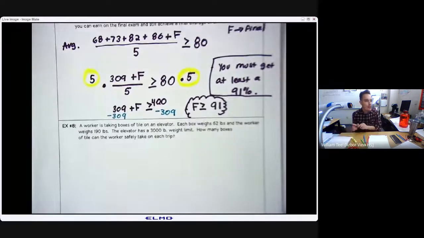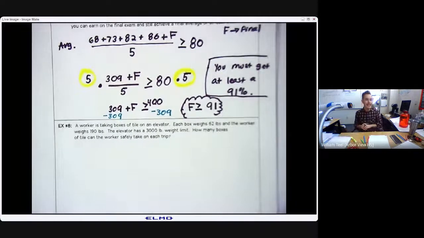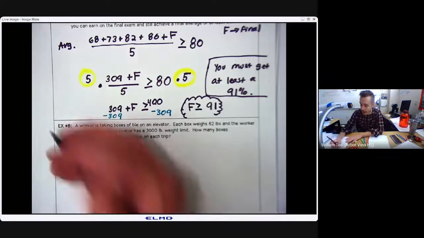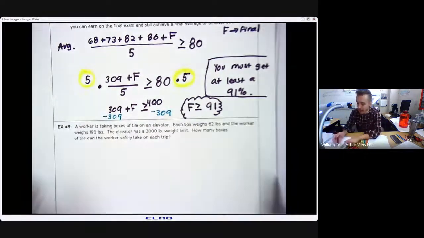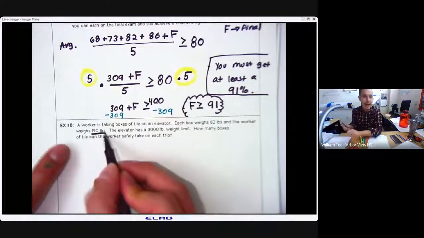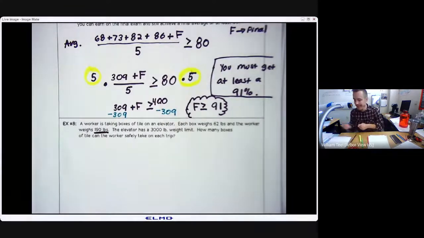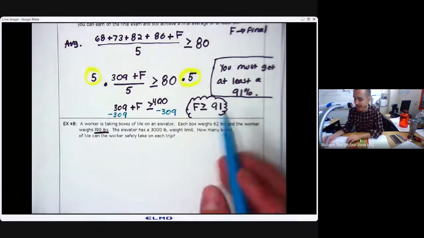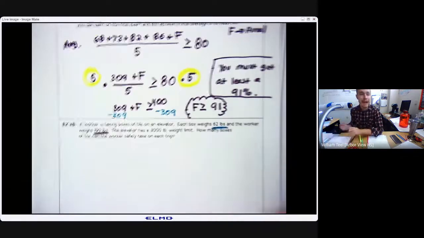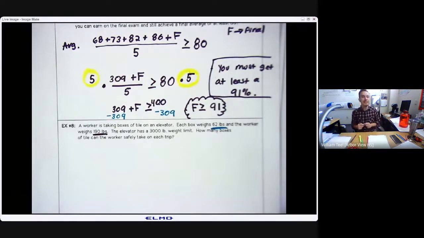Example number 8: a worker is taking boxes of tile on an elevator. Each box weighs 62 pounds and the worker weighs 190 pounds. The elevator has a 3,000 pound weight limit. How many boxes of tile can the worker safely take on each trip? So what we want to look at, first of all, is the weight of the worker. The worker weighs 190 pounds. We also want to see what the boxes weigh. The boxes weigh 62 pounds, okay? So the question is, how many boxes can I take on this elevator before it's unsafe?